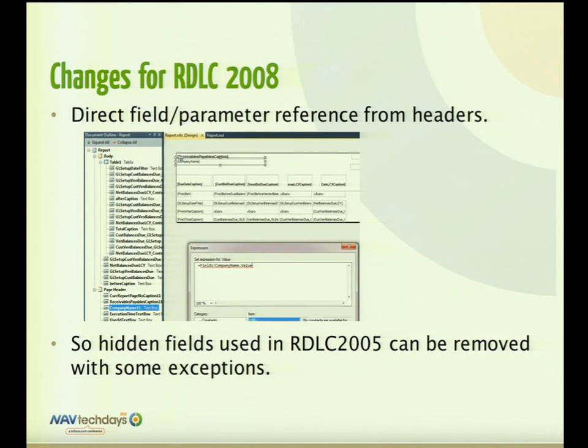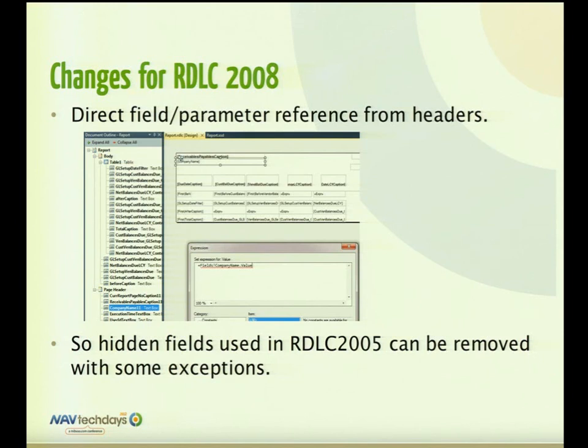Changes because of RDLC 2008. In RDLC 2008, we got a new feature, which is direct reference of fields from the header. As you all know, in 2005, we could not refer to the dataset directly from the header. So the way we had to do it is create all these hidden fields in the body, and then refer to those fields from the header, which was very difficult.